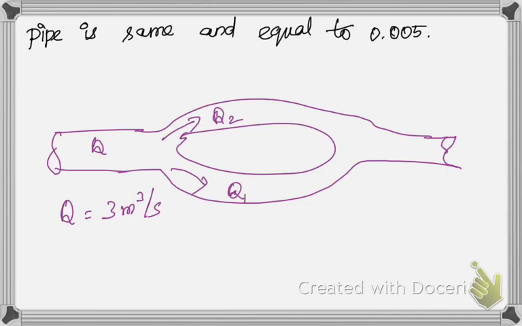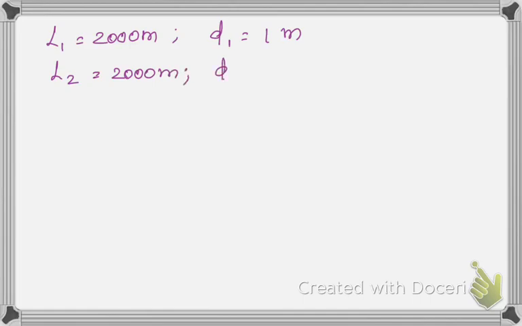So whatever the problem is, try to draw the diagram first so that you'll have a clear understanding of that problem. Now the given data is: the length of pipe 1, L1, is equal to 2000 meter, and the diameter of that pipe is 1 meter. Similarly, L2 is also 2000 meter and D2 is 0.8 meter.